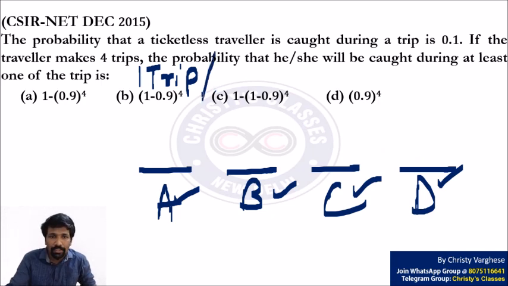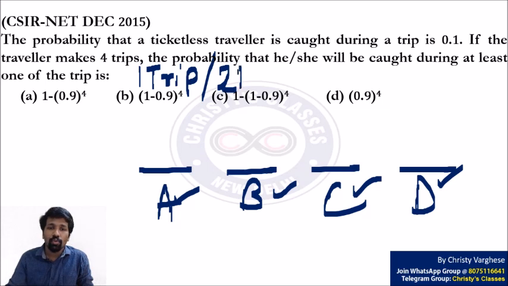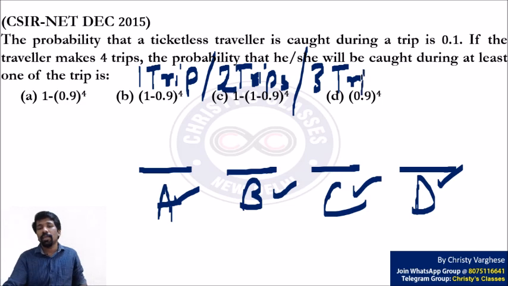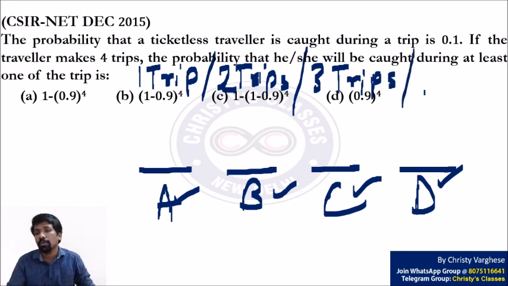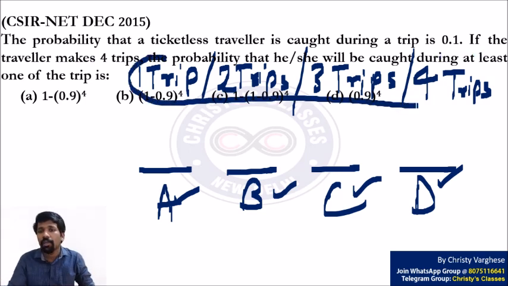Exactly one trip. Second possibility is he can be caught in 2 trips: AB, AC, AD, BC, BD, and so on, many possibilities like that. Third possibility is three trips: ABC, ABD, BCD, ACD. Or all the 4 trips also he can be caught. That means for the total probability, as the question is asking, at least one trip means all these 4 probabilities should be added.